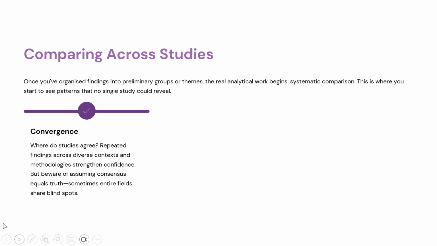There is, first of all, convergence. So asking a question such as where do the studies agree? Repeated findings across diverse contexts and methodologies strengthen confidence. But at the same time, be aware of assuming consensus equals truth, because sometimes the entire field shares blind spots. So in other words, just because various authors agree on what the aggregated outcomes of using a particular kind of therapy may be, doesn't necessarily mean that their findings are conclusive evidence of the effectiveness of that particular kind of therapy.